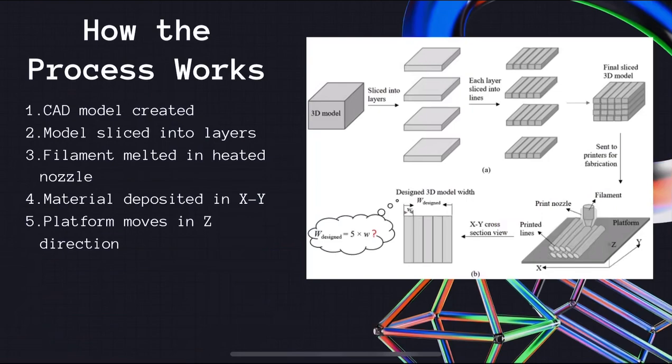Inside the extruder, the filament passes through a heated nozzle where it melts at a controlled temperature. The printer deposits the melted material in the X and Y directions to form a single layer. After one layer is completed, the build platform moves in the Z direction, usually downward, and the next layer is printed on top of the previous one. This process continues layer by layer until the final part is complete.